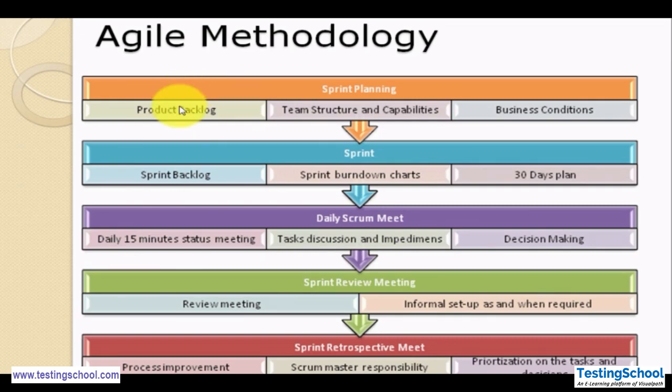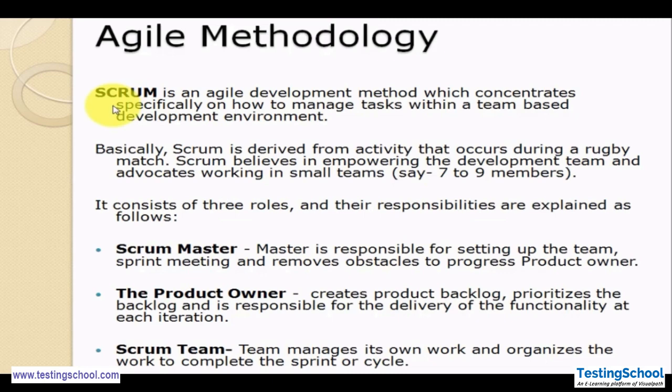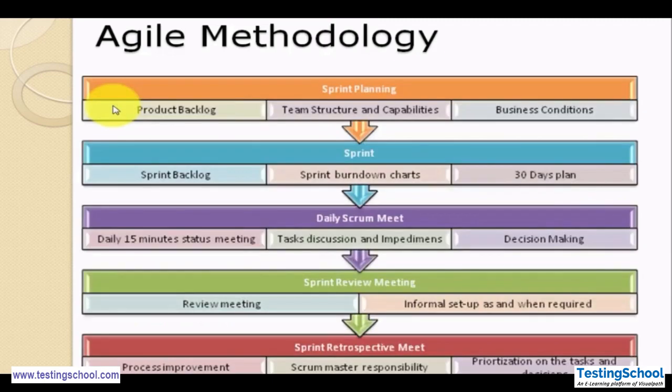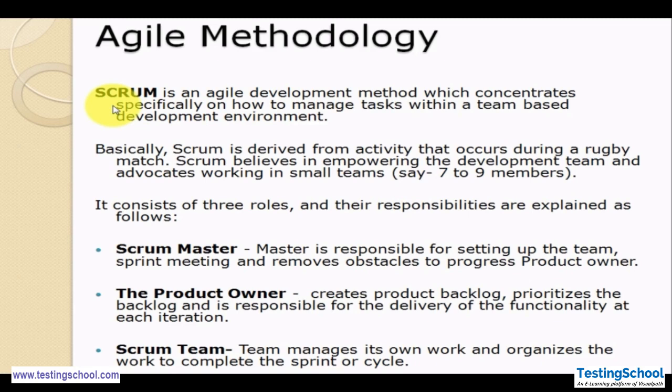So let's move further. What is Scrum? The first thing that arises is, what is Scrum? In agile, we talked about sprint planning, but in general, we say that we follow Scrum. Scrum is an agile development method which concentrates specifically on how to manage tasks within a team-based development environment. We decide who will do what task in a certain period of time. That's why it is called Scrum.